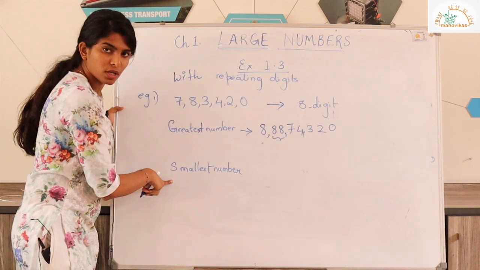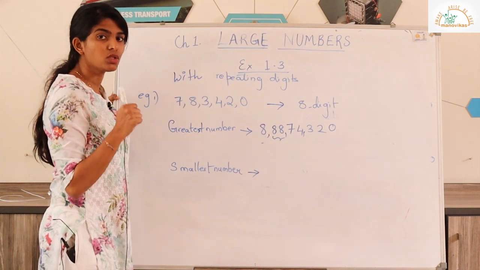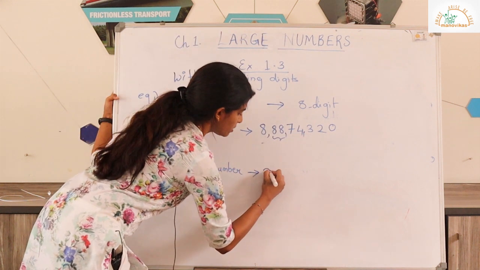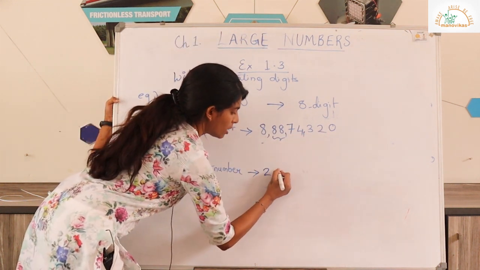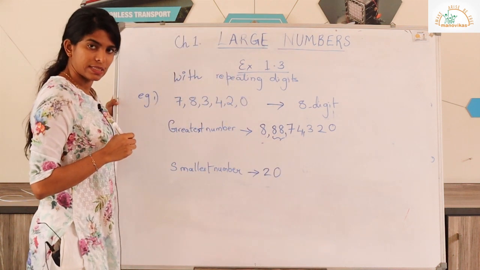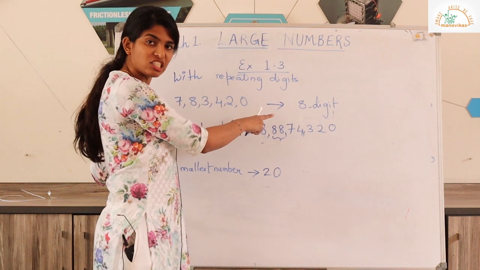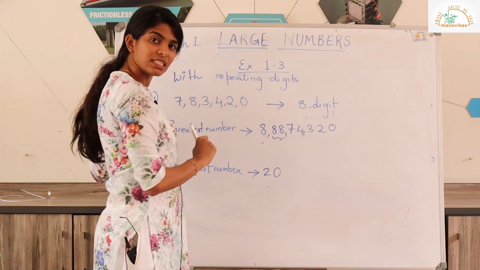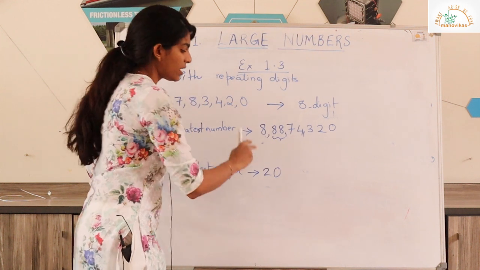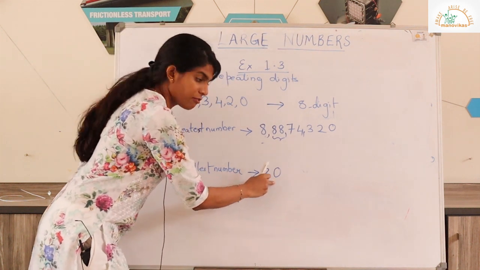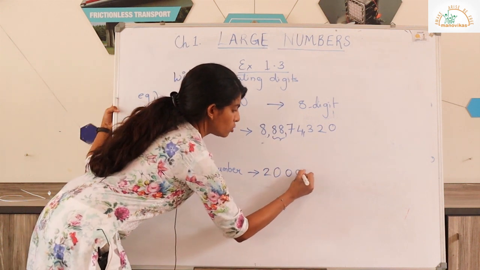Next we will see the smallest number. As I said, I cannot use 0 first. I have to start with 2 first. Then I have to add 0 in the second place. Now again, there are only 6 digits. I have to make 8 digits, correct? So to make 8 digits, I need to add 2 more digits. So we are adding 2 more zeros here. Why? Because 0 is the smallest number. So I add 2 more zeros.